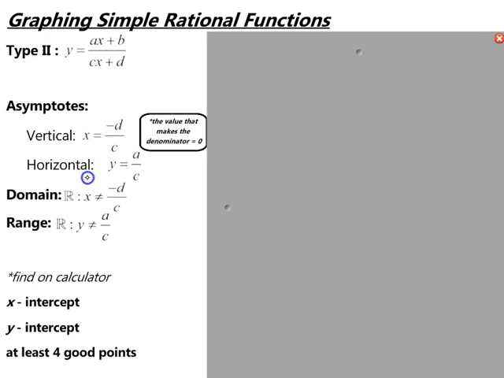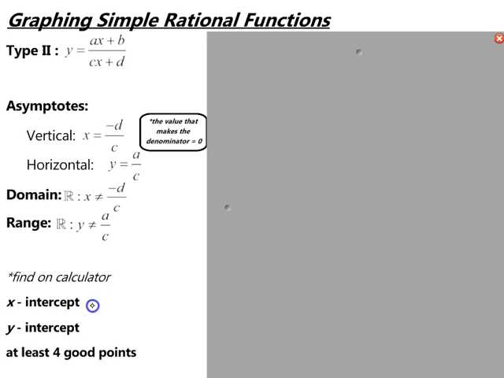The horizontal asymptote is the line y equals a over c, and a and c are the coefficients of the x terms from the numerator and the denominator. Domain and range are just as we've talked about before. It'll be all real numbers where x does not equal the value of the vertical asymptote, and the range, all real numbers where y does not equal the value of the asymptote.